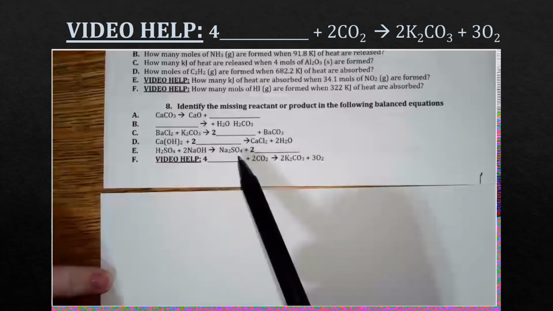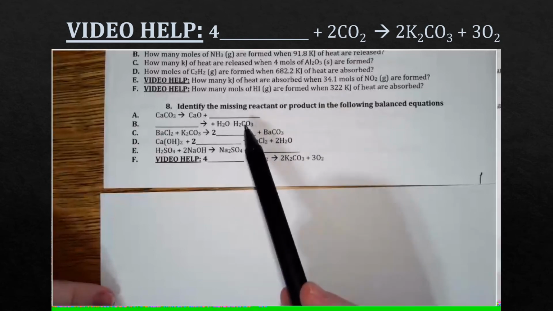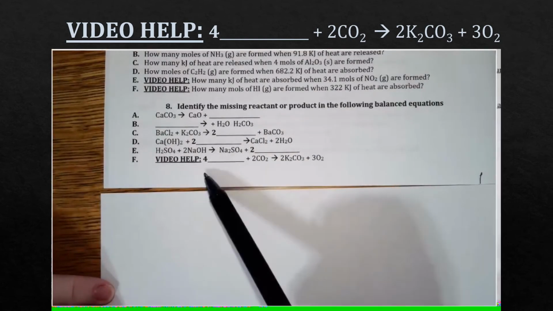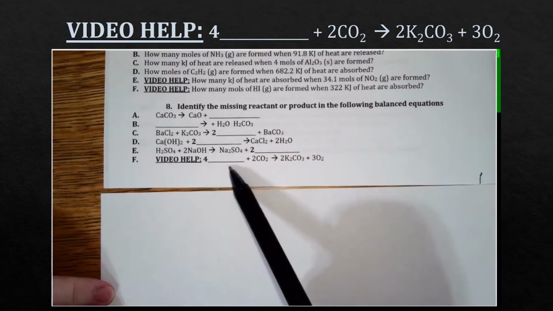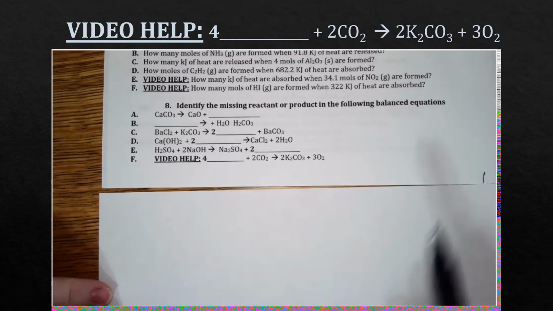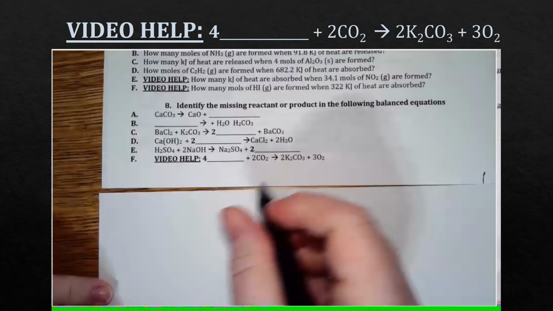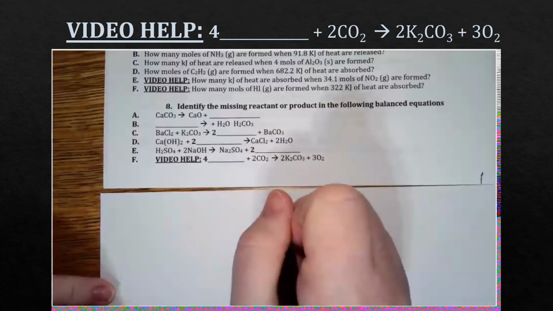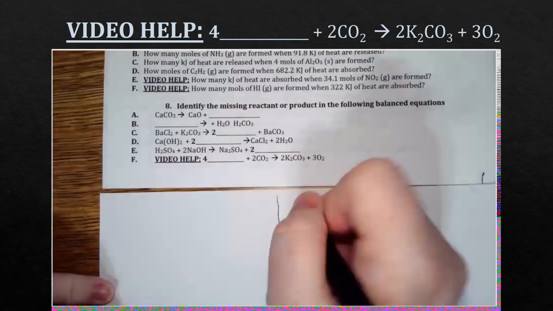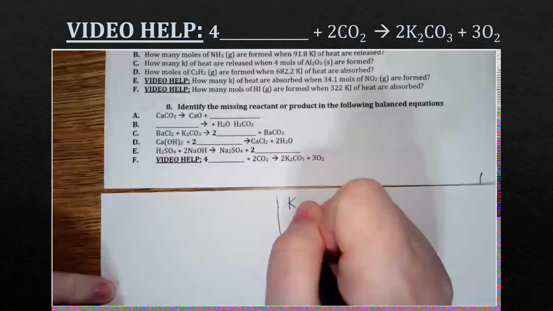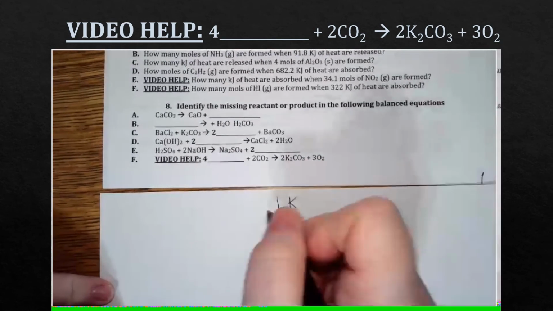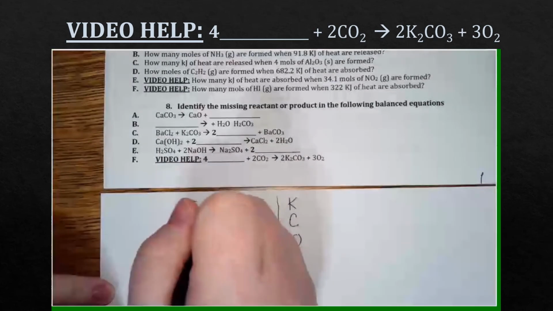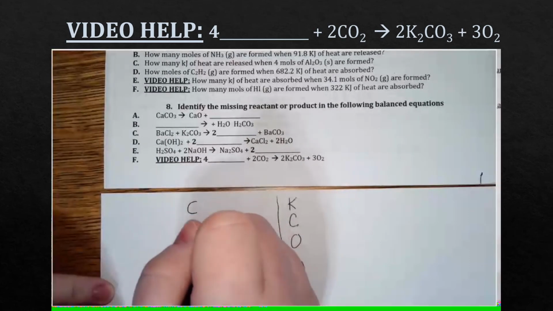Okay, we're on the last one, identifying a missing reactant or a product. So this equation is balanced already. The only thing is there's a missing formula. So let's see if we can figure it out. So here's my divider for my arrow. I have K, I have C, I have O, and then I have another O. On this side, I have C and I have O.